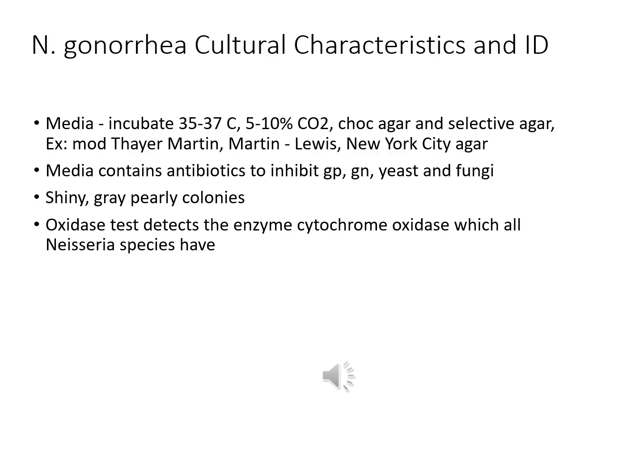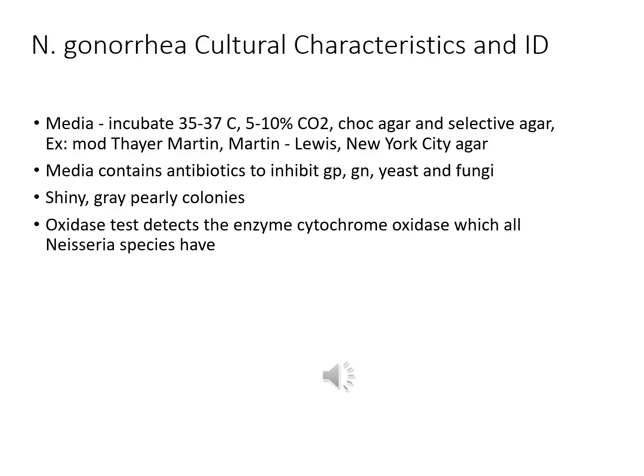So for cultural characteristics and identification, again, it grows best at body temp, so about 35 to 37 degrees Celsius in the incubator. Again, it's capnophilic, or carbon-loving, so that CO2 needs to be increased. So you don't want to put it in your room air incubator. It needs to go into a CO2 one. It is fastidious, so it needs a little more nutrients to get it to grow. So typically we will plate it onto a chocolate agar.